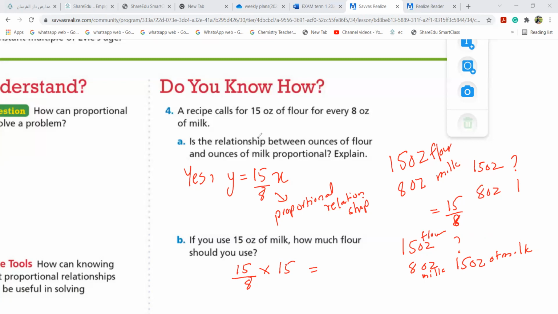What do I get? I get 28.125, or you can also write it as 28 and 1 over 8. If you divide 225 over 8, you will get 28 and 1 over 8. Okay, girls? Any questions? That's it. I will continue the same lesson tomorrow.